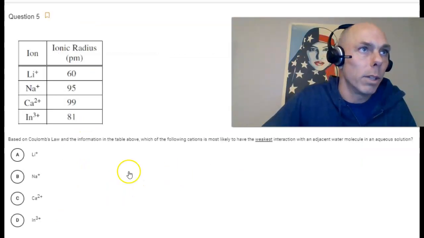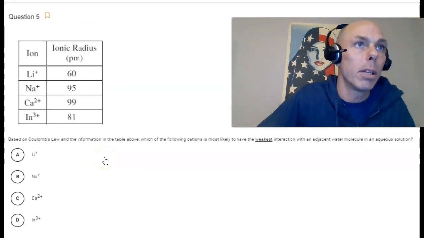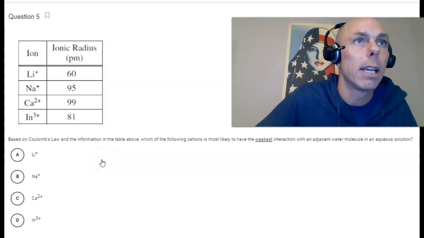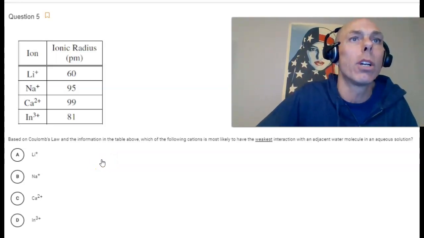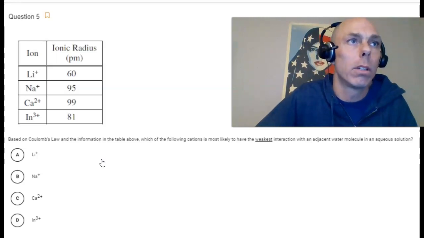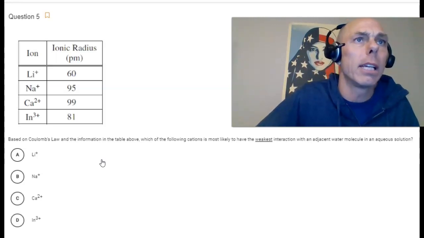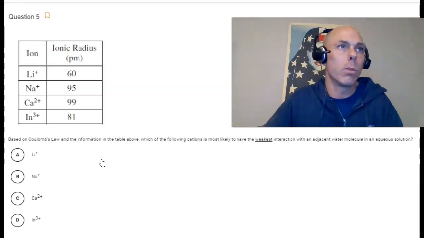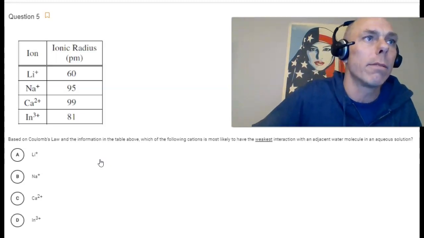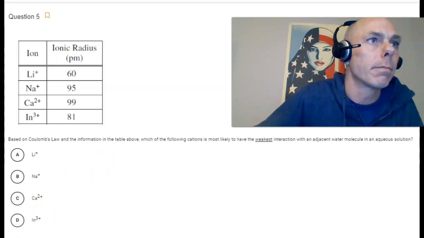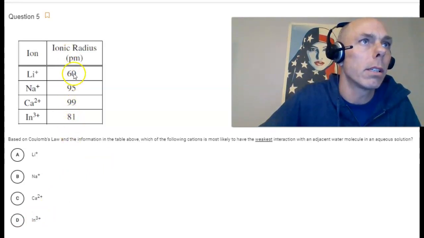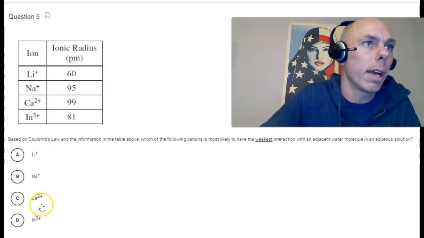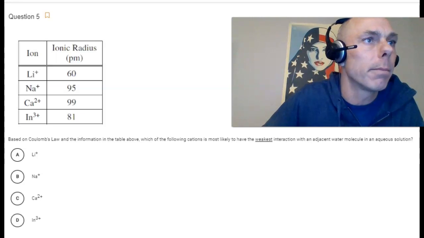Question 5, last one. Based on Coulomb's law and the information in the table above, which of the following cations is most likely to have the weakest interaction with an adjacent water molecule? So we're looking at the weakest ion-dipole force. Water's a constant. Which of these ions will have the weakest attractive force with water? Their radii are given to us. Looks like lithium is the smallest, calcium is the biggest. Their charges are given to us as well. So is it lithium, sodium, calcium, or indium? Take a guess. Come on back.